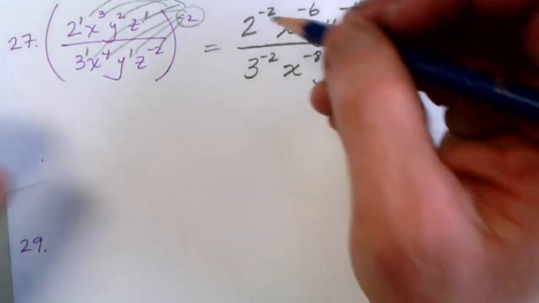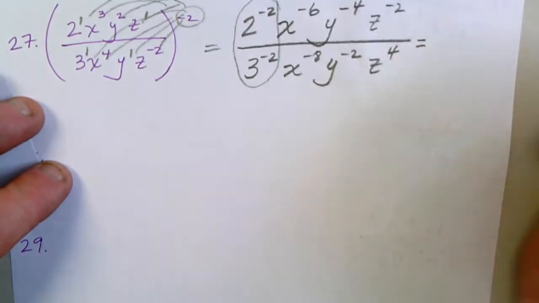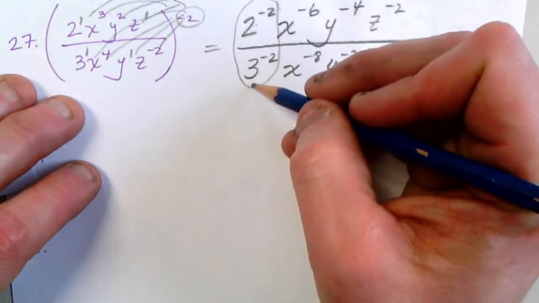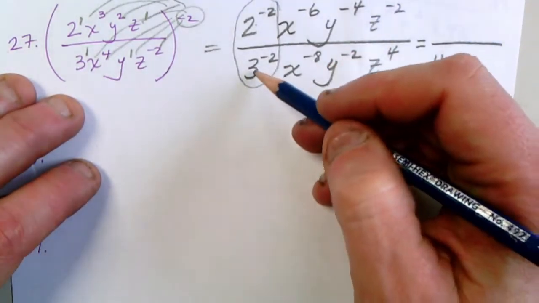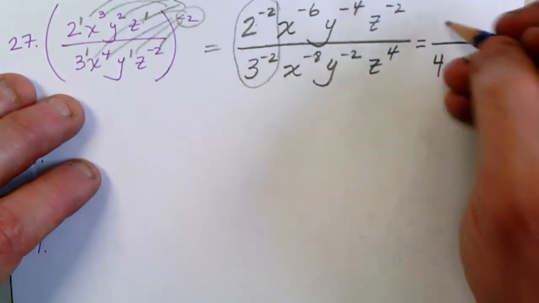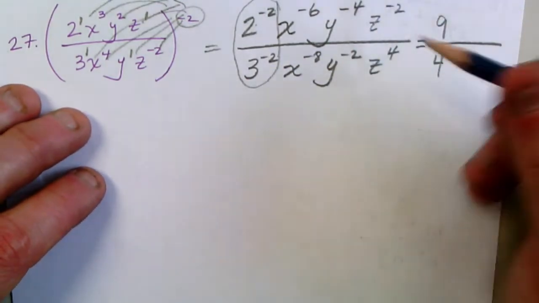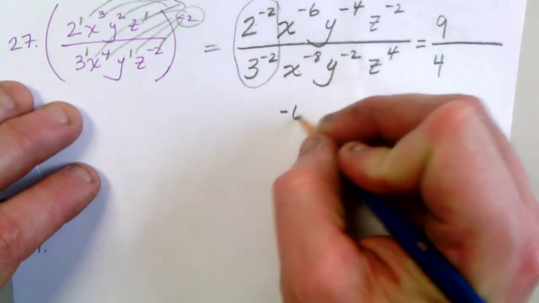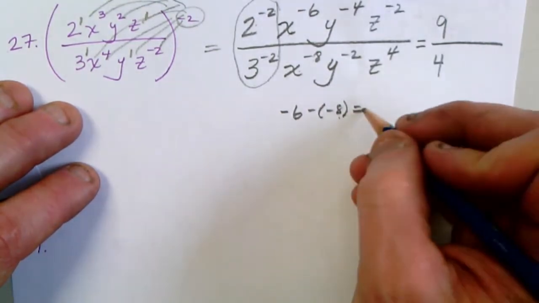Now, with these negative exponents here, what happens with them? Well, they flip, right? So I'm going to write this out. The 2 to the 2nd goes down. Well, what is 2 to the 2nd? That's 4. 2 times 2 is 4. The 3 to the 2nd comes up. Well, that's 9. I'm going to leave it just like that, 9/4. X to the negative 6 over x to the negative 8th. Well, if I take negative 6 minus negative 8, negative 6 plus 8 gives you 2.